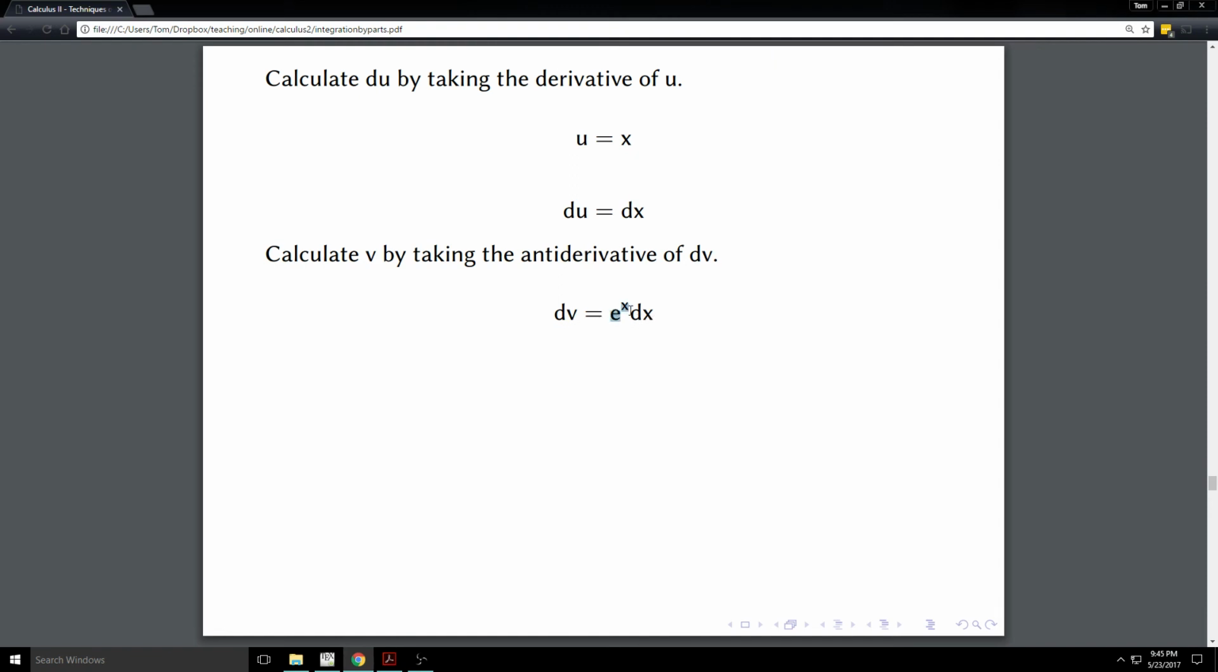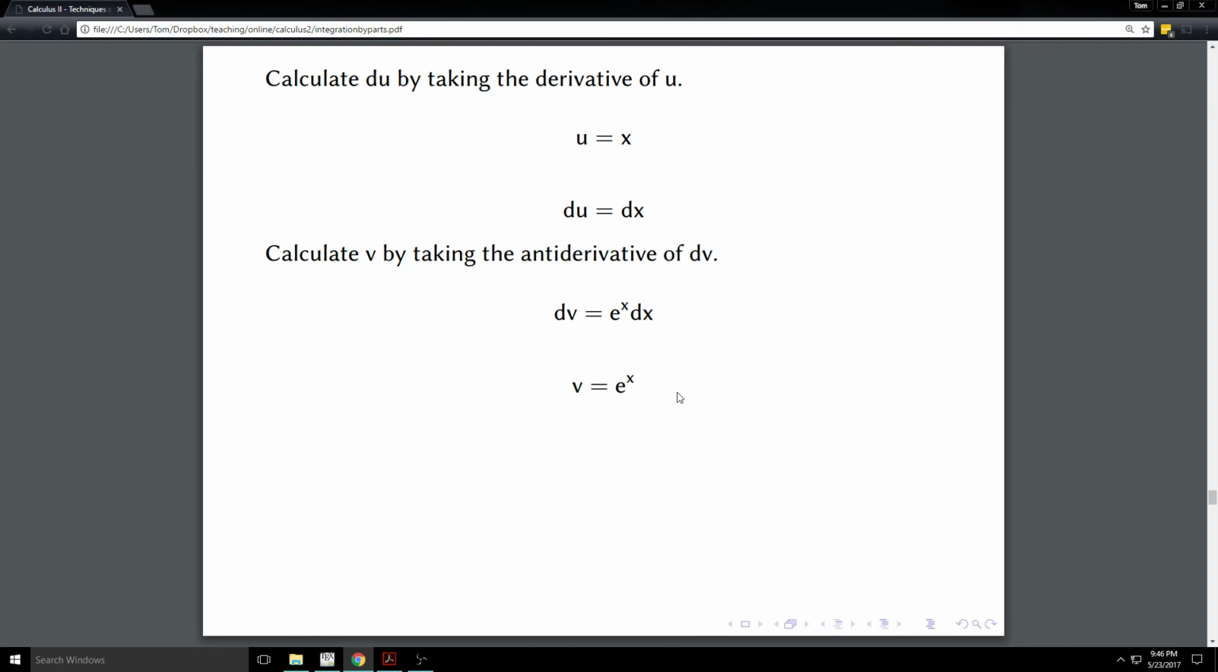So what we're going to do is integrate this part here and go back to v. So we're kind of going backwards of what we normally do here. And the antiderivative of e to the x is e to the x. So going backwards here, we start with dv, we integrate that, we'll get v. We integrate e to the x, we will get e to the x here.